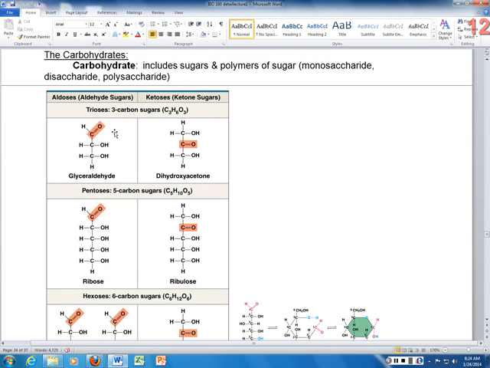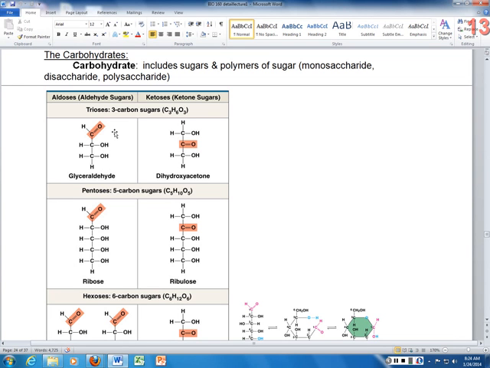An aldehyde sugar is going to have this double bond with oxygen on the end. A ketone sugar is going to have it somewhere in the middle in there. Sugar, yeah, it's just another name for sugar. So then we look at how many carbons they have. So a triose has 3 carbons in it. So the example it gives is glyceraldehyde and dihydroxyacetone.